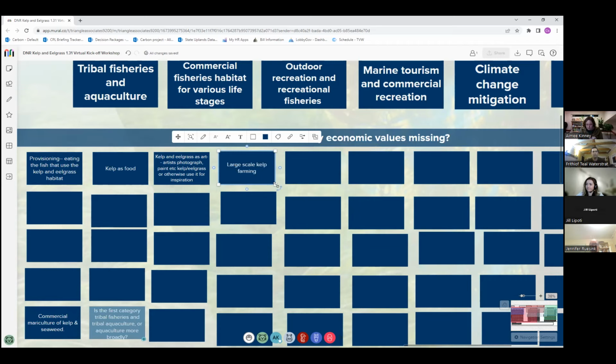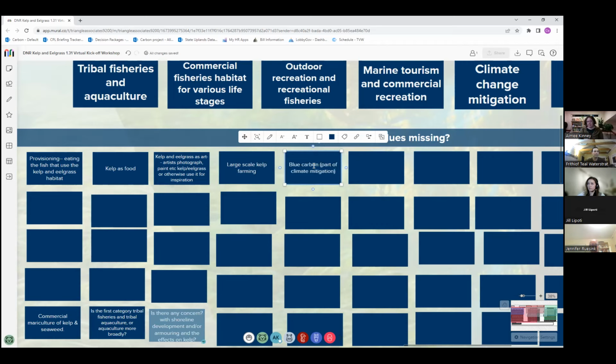And then also, I don't know if in climate change mitigation you specifically include blue carbon, the idea of not just kelp or marine vegetation as a way to mitigate impacts of climate change, but actually absorbing carbon and potentially reducing ultimate climate change.